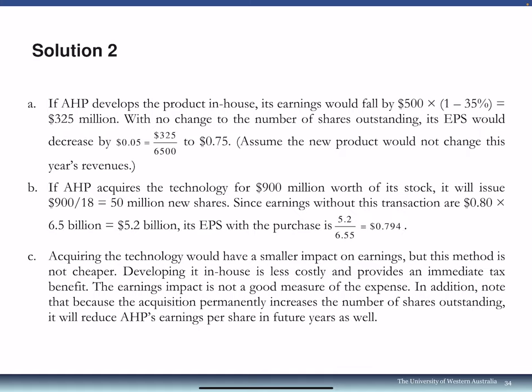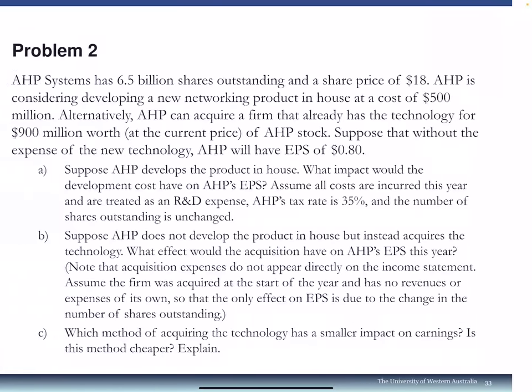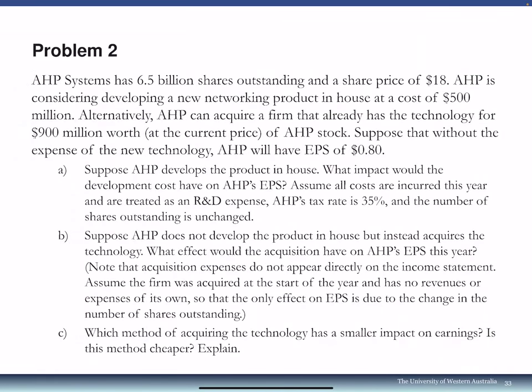If you're not sure, definitely pause and rewatch that part again. But the most important part of this question is to think about why we need to know this. The question for Part C goes very easy: which method of acquiring the technology has a smaller impact on earnings, on EPS?